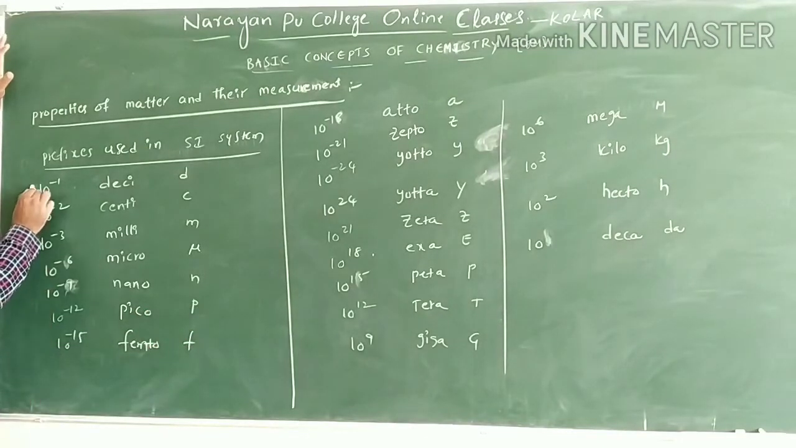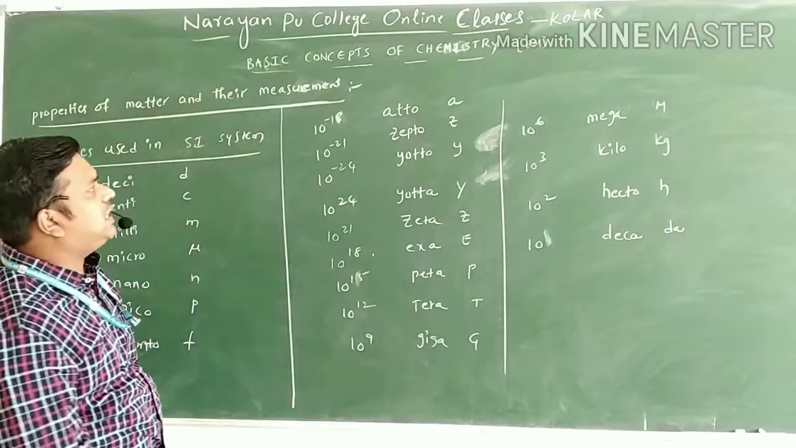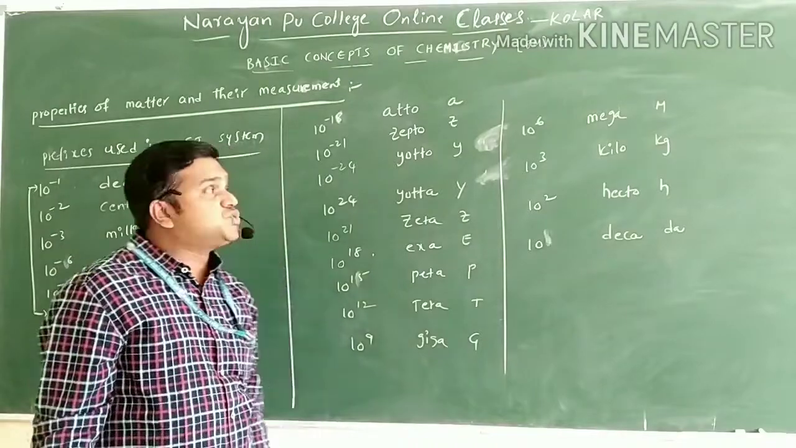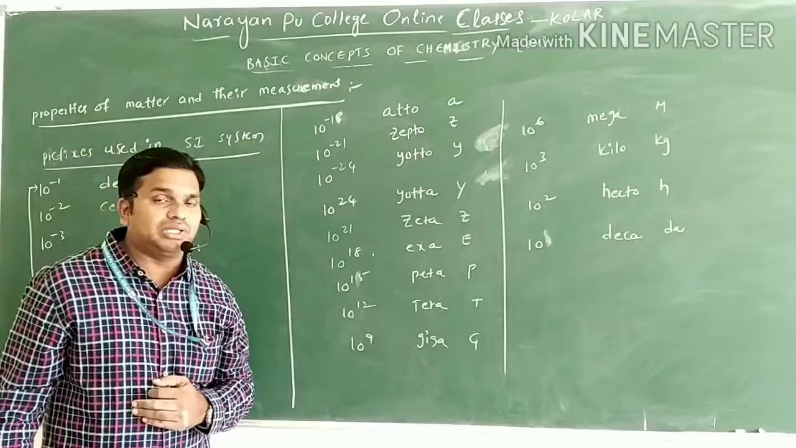So these are important for us. 10 power minus 1 to 10 power minus 12: minus 1 deci, minus 2 centi, minus 3 milli, minus 6 micro, minus 9 nano, minus 12 pico. These generally we are using in the unit conversion, but the remaining information we also have to know. 10 power minus 15 femto, that is f. 10 power minus 18 atto, that is a. 10 power minus 21 zepto, that is z. 10 power minus 24 yocto, that is y.